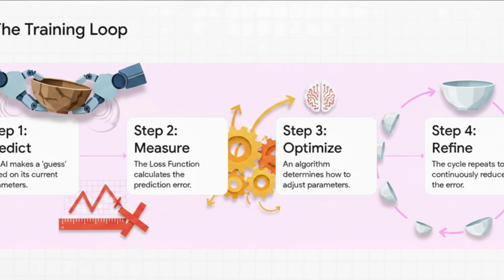And this brings us right to the heart of the learning process, the training loop. It's actually a pretty simple 4-step cycle that just keeps repeating. First, the AI predicts, it takes a shot at making the bowl. Second, it measures the error using that loss function. Third, it optimizes. It figures out how it should tweak its internal settings to do a little bit better next time. And finally, it refines by doing the whole thing over again, and again, and again.